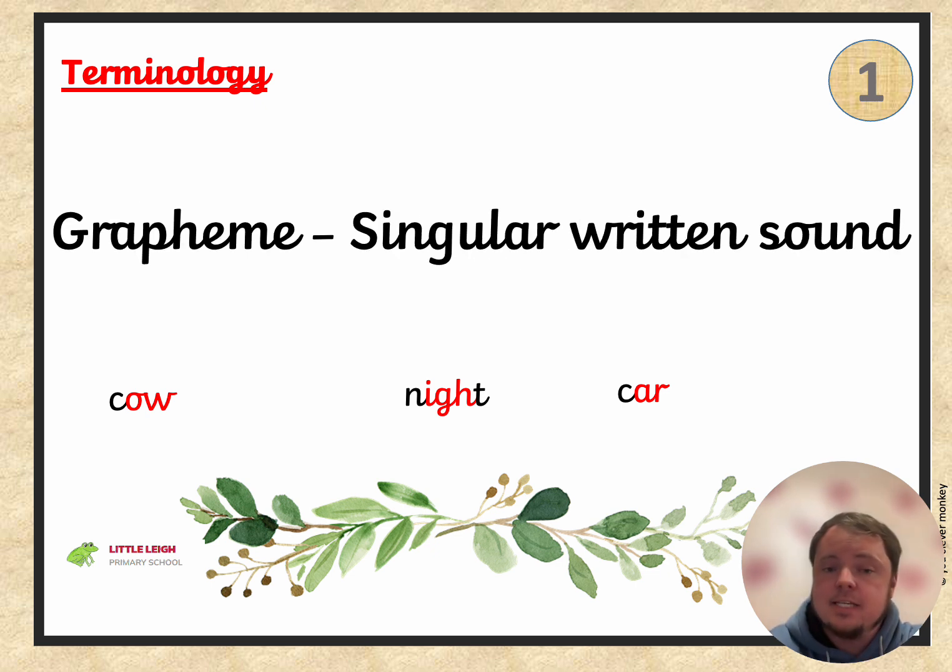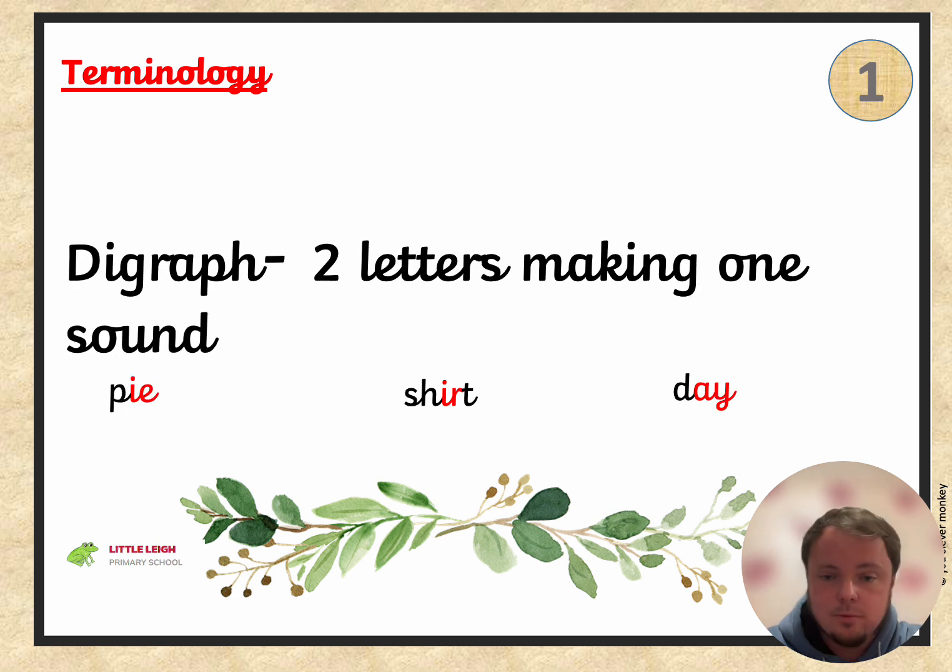Okay. Grapheme, this is a singular written sound. So using those same words I had before, you'll see that cow here has two graphemes, with the C being one grapheme and the OW being a different one. And then here, night has three graphemes, the N being the first one, the IGH being the second grapheme, and then the T at the end being the third grapheme. And then lastly here, car has two graphemes, with the C being the first grapheme and the AR being the second grapheme.